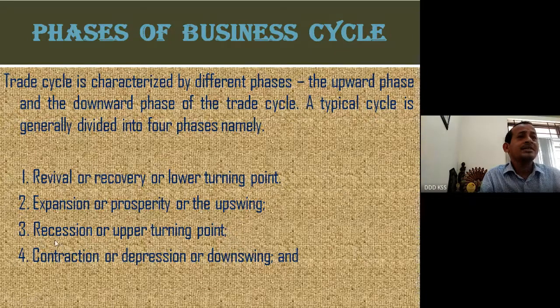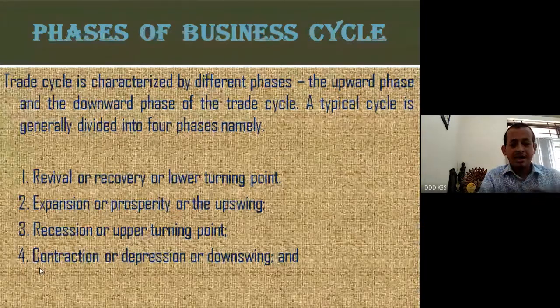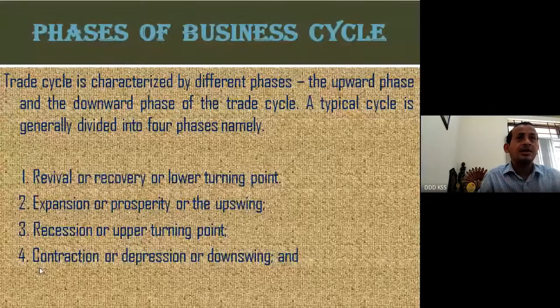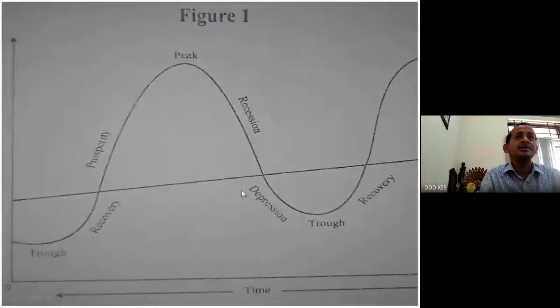Okay, so recession here you can remember. Then the last phase is contraction or depression or downswing. Contraction is basically reducing, getting the bad phase. Depression is also the same. Downswing means downward movement. And we will go through the different phases of the business cycle with this graph.